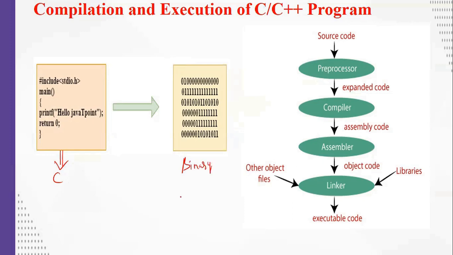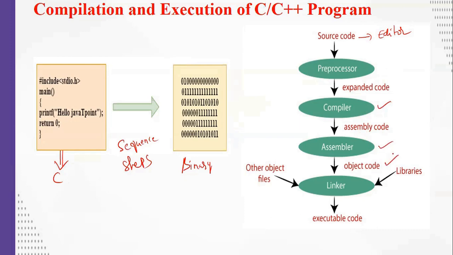But this has a sequence of steps to be performed to get to the binary form. If it is a C program, you write the source code using any editor, then the preprocessor, which is software that is part of the compiler, preprocesses your source code before it passes to the compiler. Then the preprocessor will supply the code to the compiler. The compiler will convert it into assembly code. Then the assembler will convert it into object code.